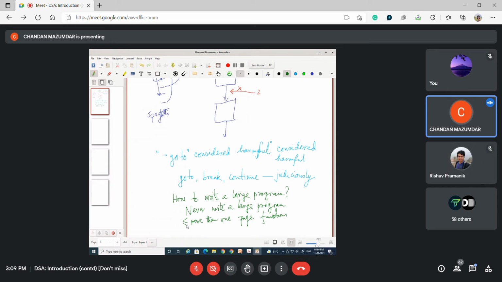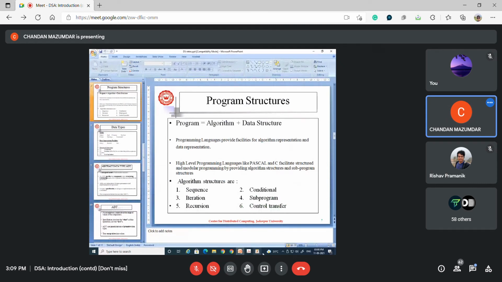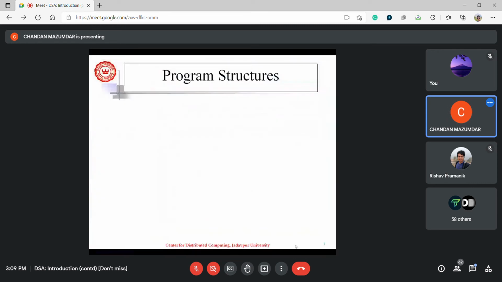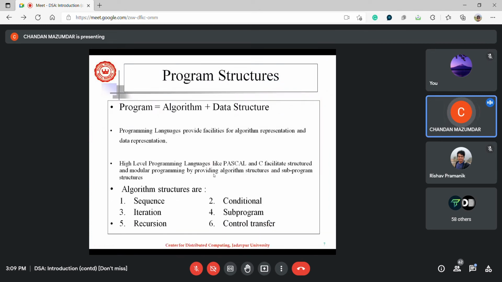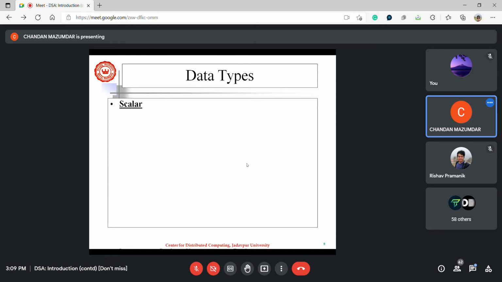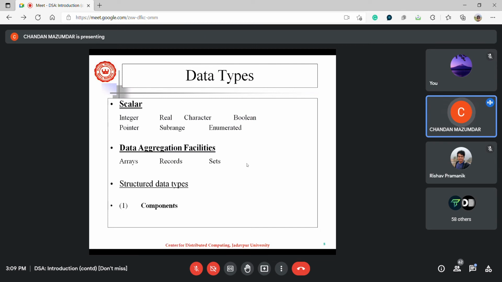Yes. Okay. So now let us turn back our attention to the presentation. Program structures we have more or less understood, but again you have to practice structured programming, and only then will you understand the virtues of structured programming. Okay. Data types also we discussed, right? And structured data types also we discussed.